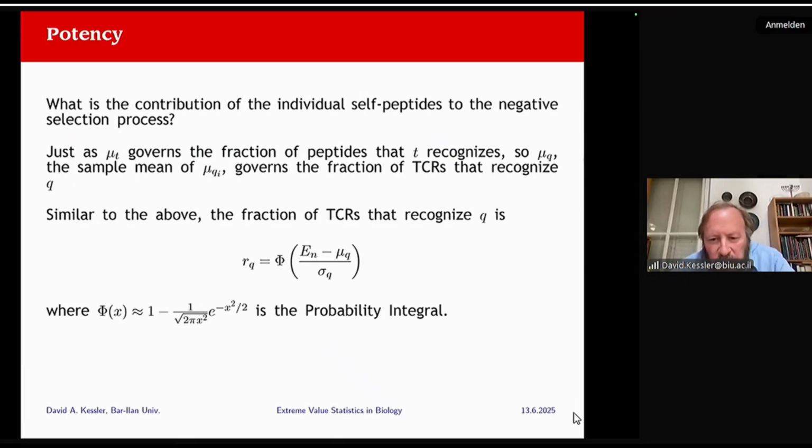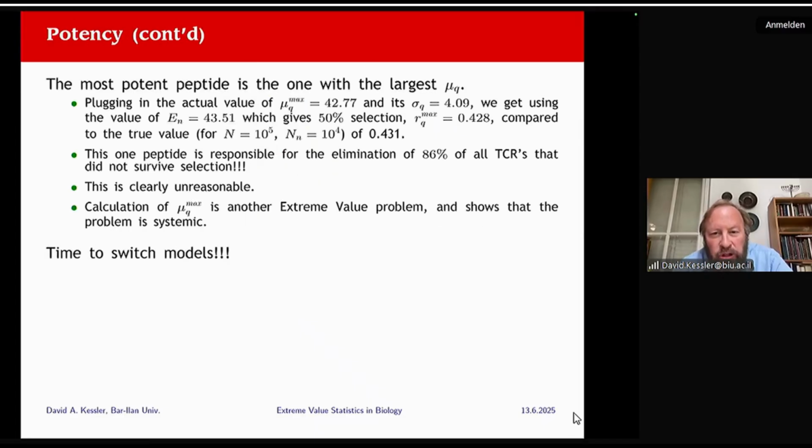Now, because this is an increasing function of x, it is a decreasing function of mu. So the most potent peptide is the one with the largest mu. We just look over the data set and figure out which one is the maximum, and it has a value of 42.77 for our selection of 10 to the 4th peptides that we generated, and its sigma q is 4.09.